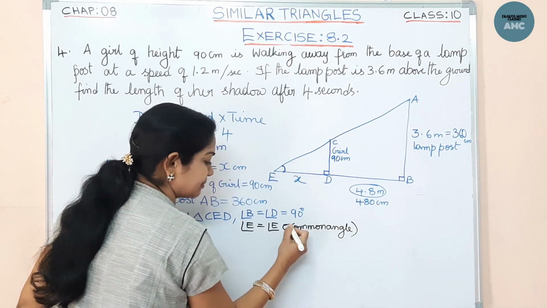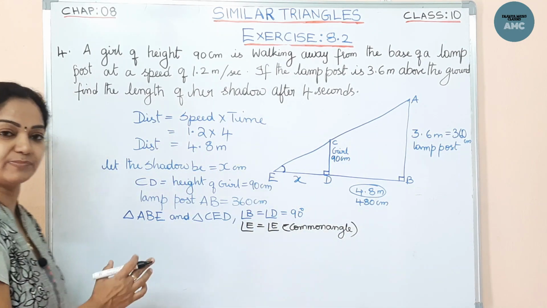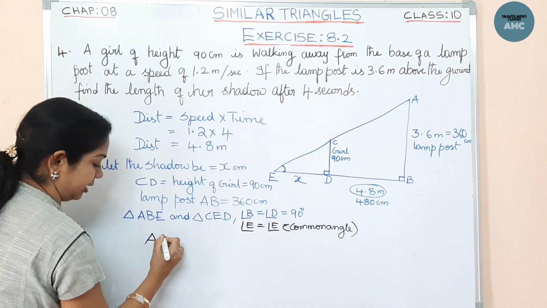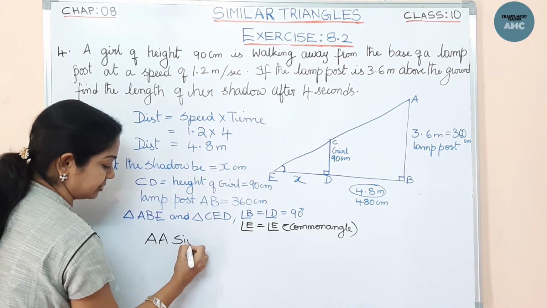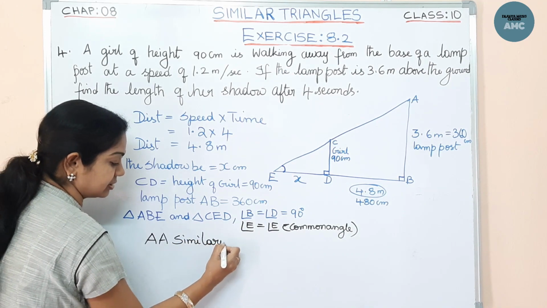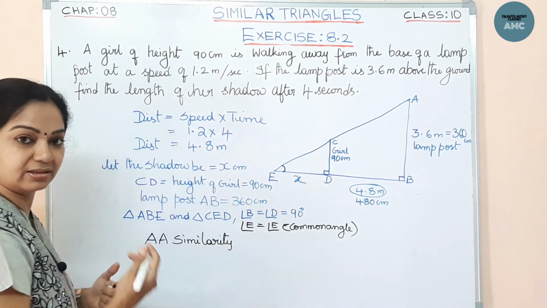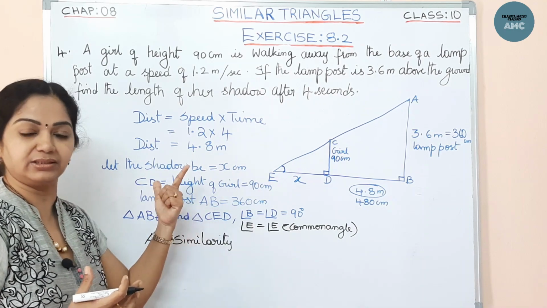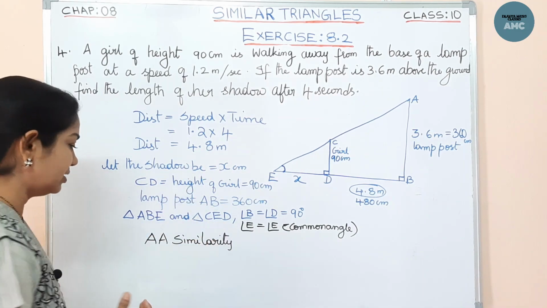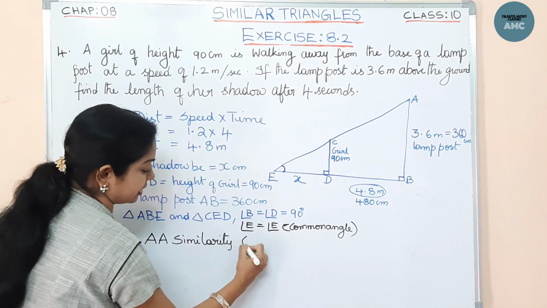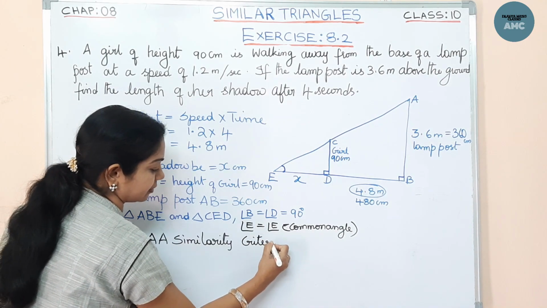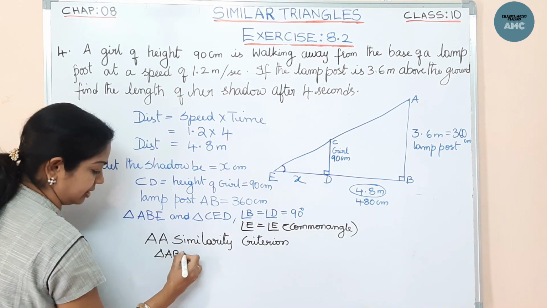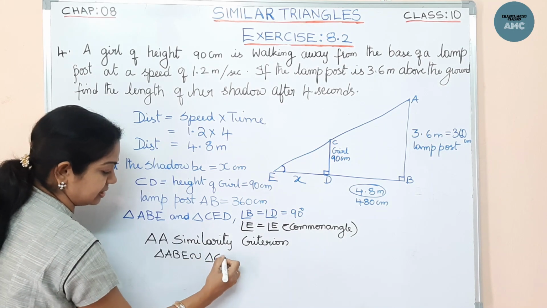Okay, we don't know what angle it is, but it is common for both the bigger triangle and the smaller triangle. So two angles are equal, from the AA criterion, the angle similarity criterion. I told you that there is no need of comparing the third angle, because the third angle will naturally be equal, as the sum of three angles is equal to 180. So if two angles are equal, we can say from the AA similarity criterion, these two triangles are similar. Triangle ABE is similar to triangle CED.